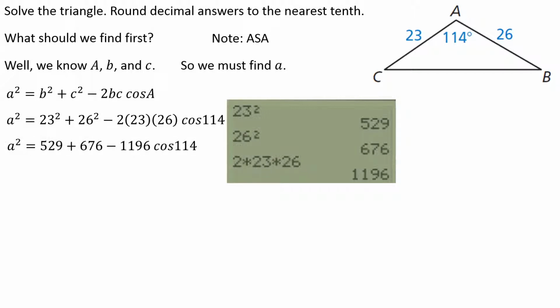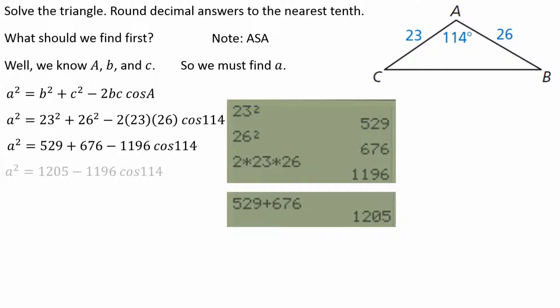But even though I'm using a calculator, notice I'm still writing the numbers down on paper. I still need to show step-by-step algebra. Of course, 529 plus 676. Could do it with pencil and paper if I needed to, but calculator is probably easier.